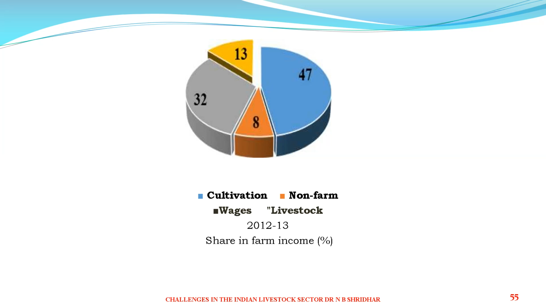And the share in farm income, cultivation, is the highest at 47%. Non-farm activities like industry, etc., are about 8%. Then wages are about 32%. This is the data of about 2012, and it may have changed to a small extent with time.